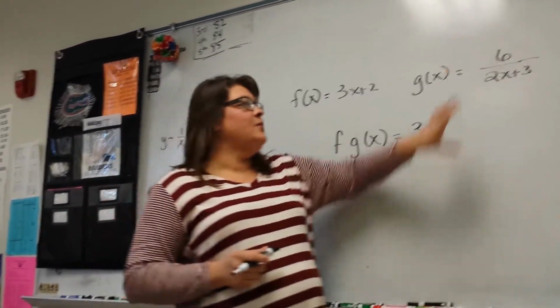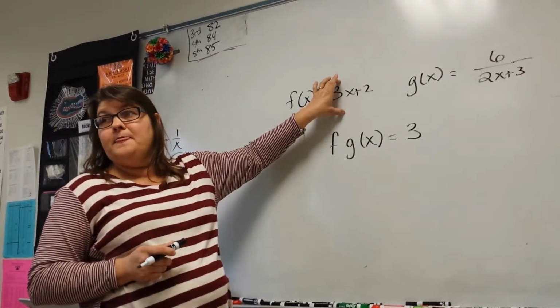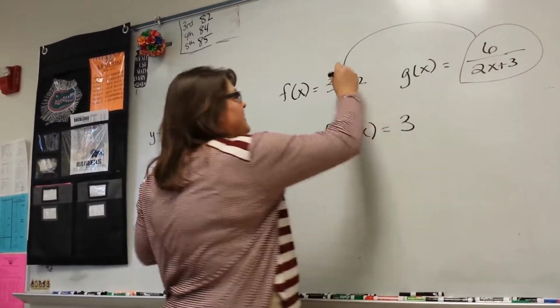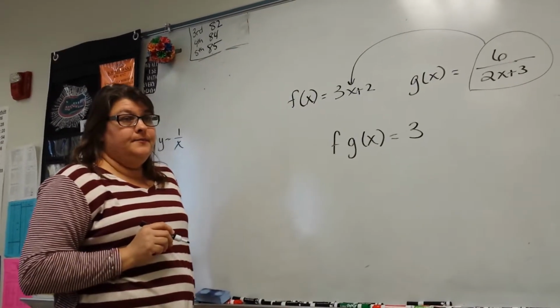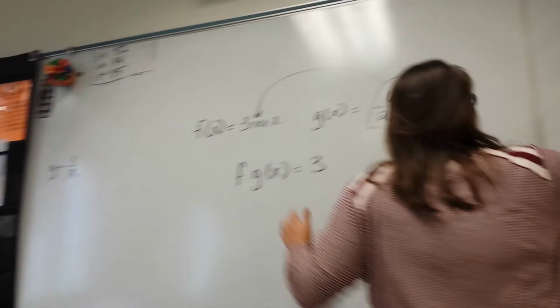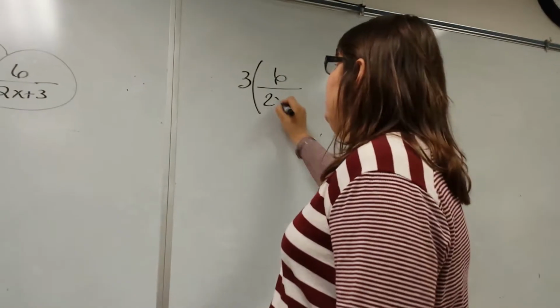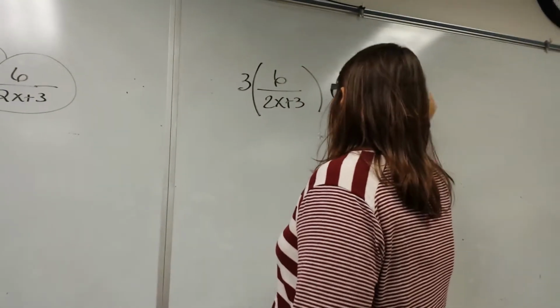So in this particular case, we're just taking this and sticking it in here. So this thing becomes the x's of that graph. Then you make the whole equation equal to 3. So your whole new equation is going to be 3 parentheses 6 over 2x plus 3 parentheses plus 2 equals 3.